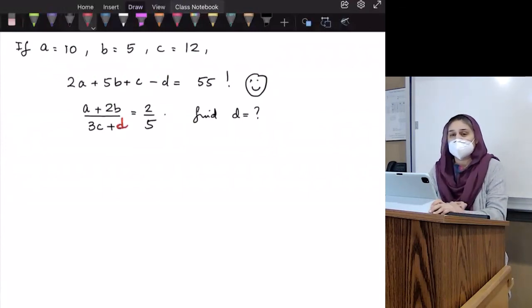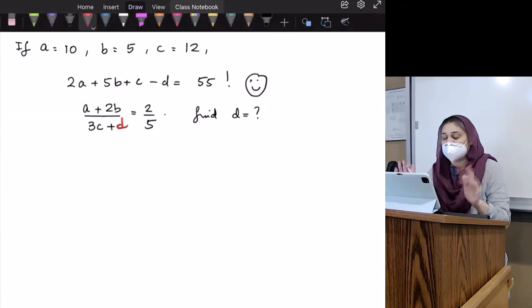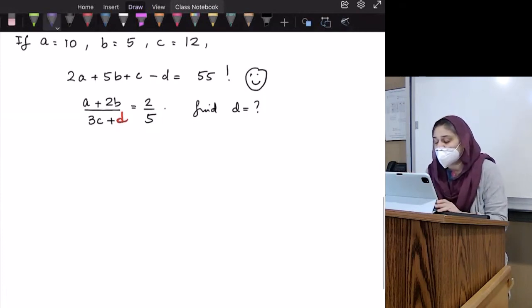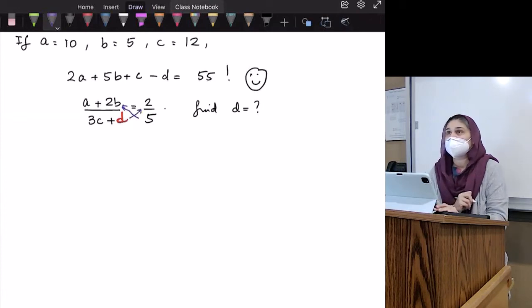Dr. Gross, who was a physics faculty here for 51 years, will always say, you want cheese on one side. Cheese is what the mice want. So what is the cheese in this case? D. We're looking for D, right? So we want it on one side. How do we get it on one side? We do what is called cross multiplication. I love doing that cross symbol.